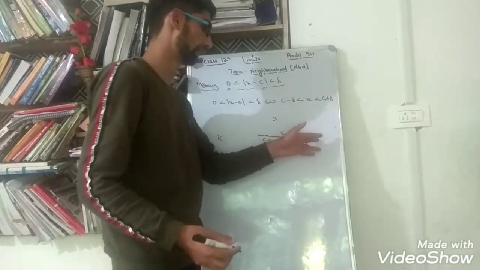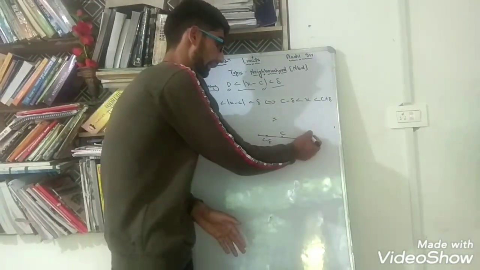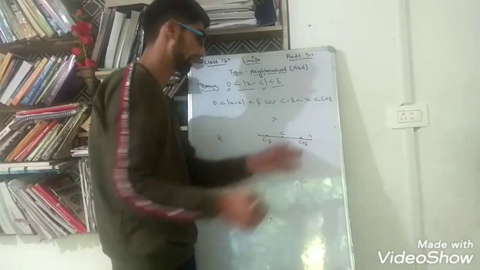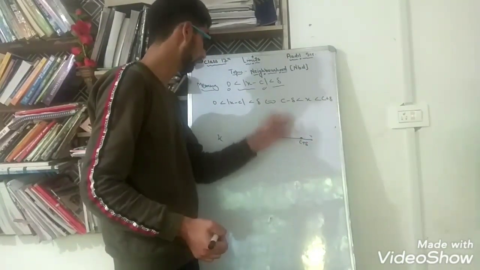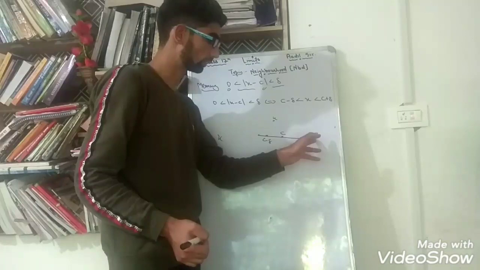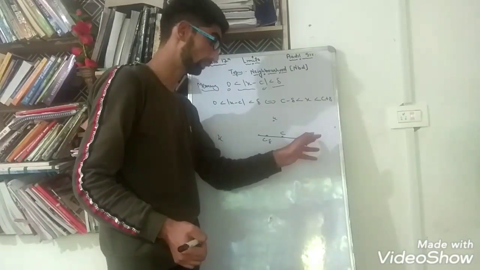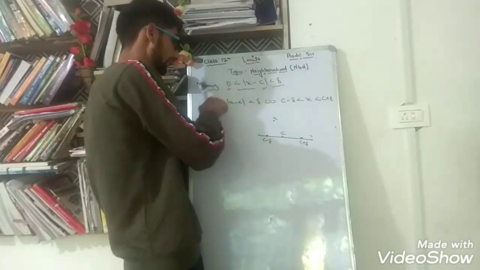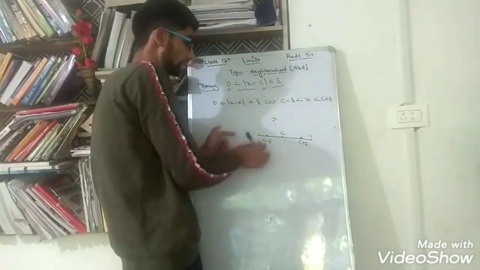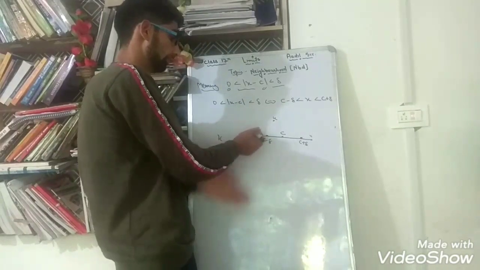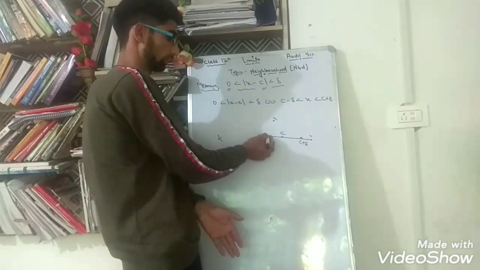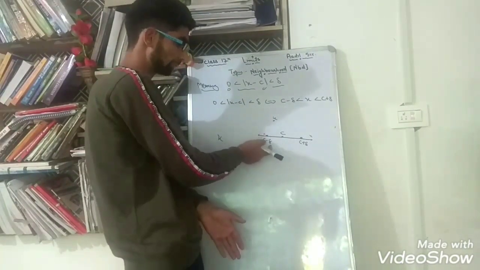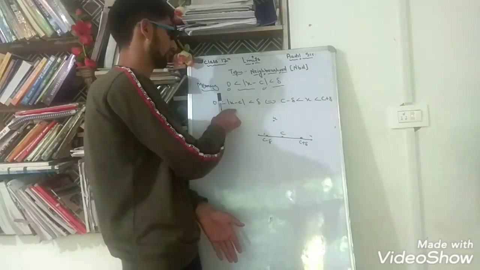Because the distance between this point and this one will be greater than delta, that point will be beyond this, and it will come to this point. Now when we take beta less than or equal to 0, our point will be here, behind c minus delta. That will also not satisfy this condition.